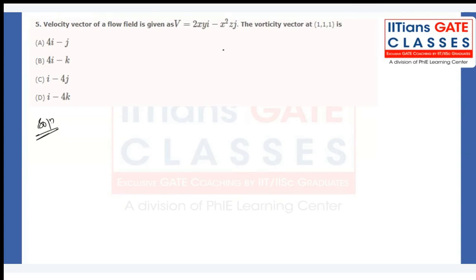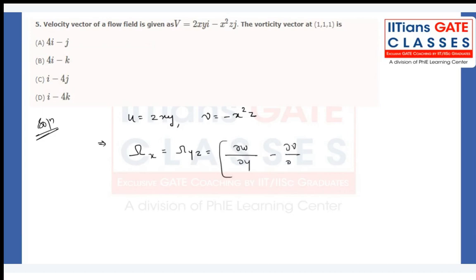Now, they have given the velocity field u as 2xy, v as x square z, and they are asking what is the velocity vector at 1,1,1? Correct. So here, when you write the vorticity about x, what can we write? What is it about the yz plane? Then what can we write? Dou w by dou y minus dou v by dou z.